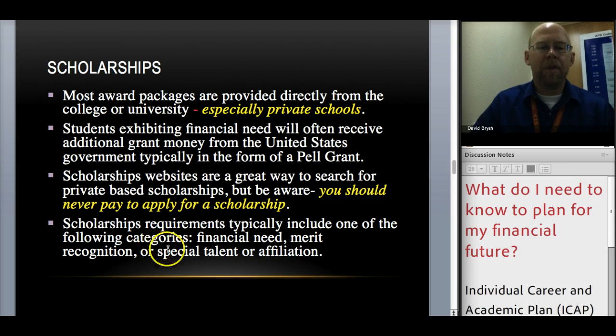And then there might be special talents or affiliation ones. Special talents could be being good at sports, that sort of thing. It could also be being good at a particular hobby that you might have. A lot of students out there in orchestra play instruments, so that could be something you can get a scholarship for. You could be affiliated with something too. Like the Boy Scouts give a scholarship, and the Girl Scouts and that sort of thing. So you could be affiliated with a group that gives scholarships as well.